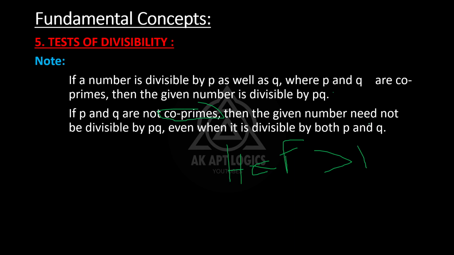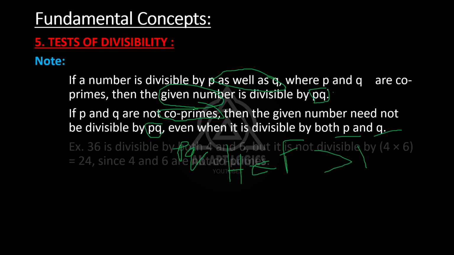Then the given number need not be divisible by P and Q. We can't say that. Even when it is divisible by both P and Q individually, we can't say that it is divisible by the product of P and Q when P and Q are not co-primes. But when P and Q are co-primes, then we can say that the given number is divisible by PQ, which is the product of both the numbers.